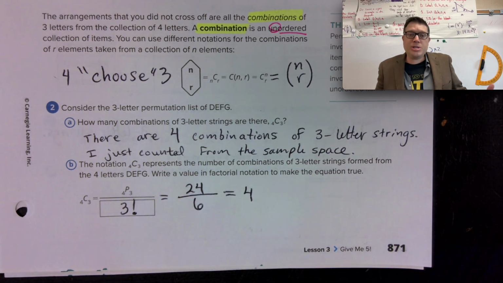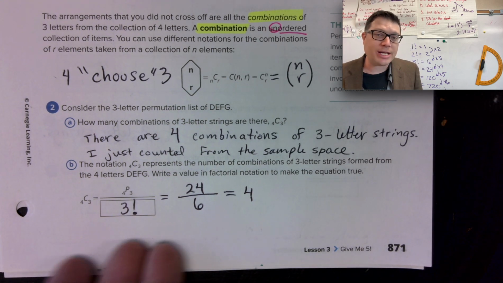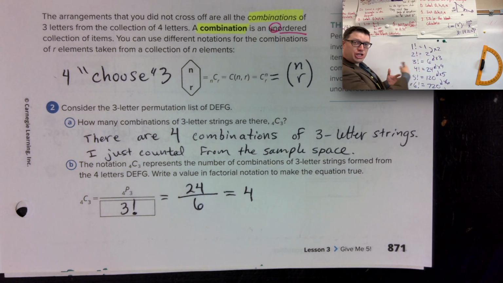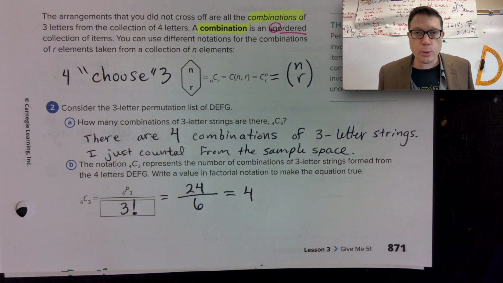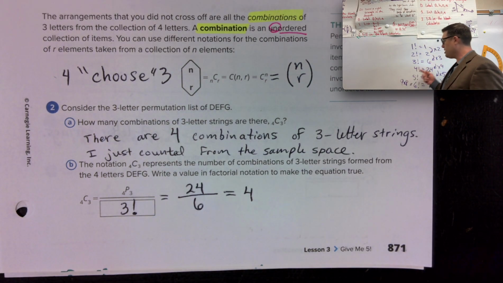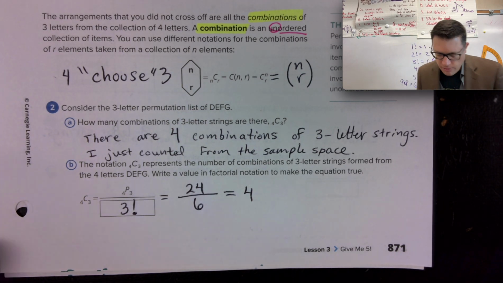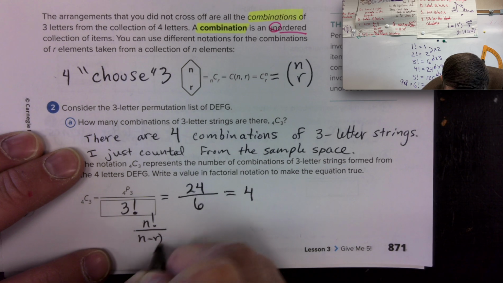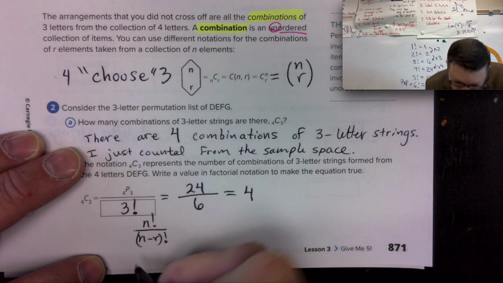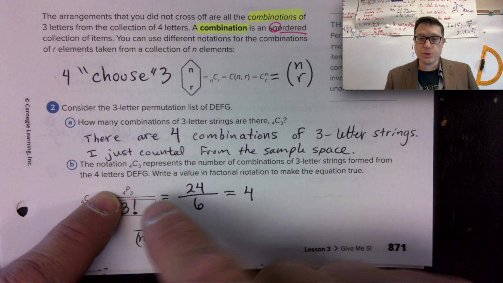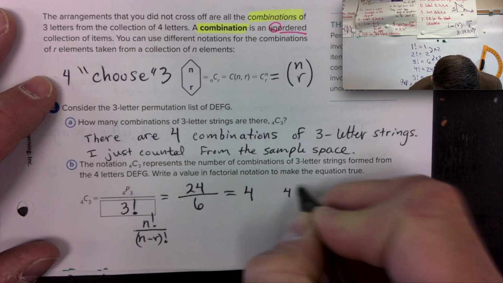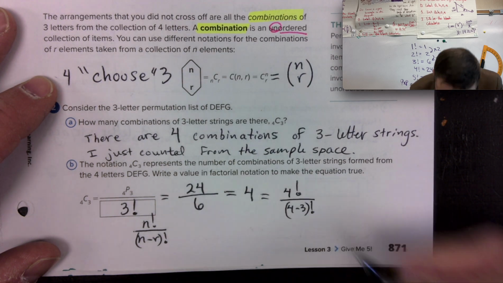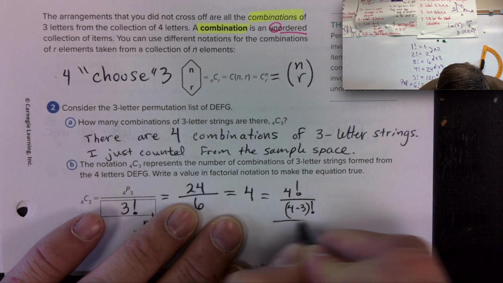So the whole point of permutations as a formula is to find a way to re-express the permutation in factorial notation. Combinations want that same result as well. Combinations want to be expressed in factorials. So if you remember the formula for permutation, it was n factorial over n minus r factorial. And now what we have here is 4 choose 3. So we have 4 factorial over 4 minus 3 factorial. And then we're going to divide by 3 factorial.